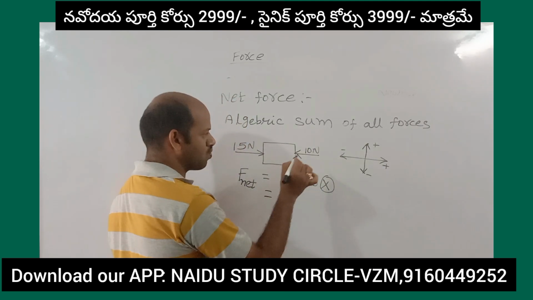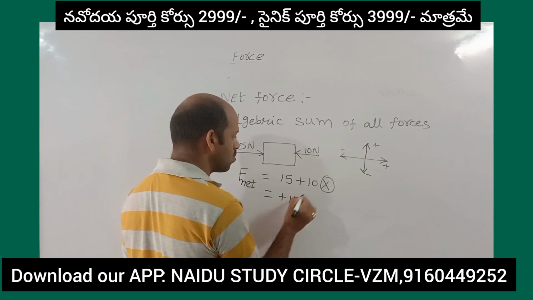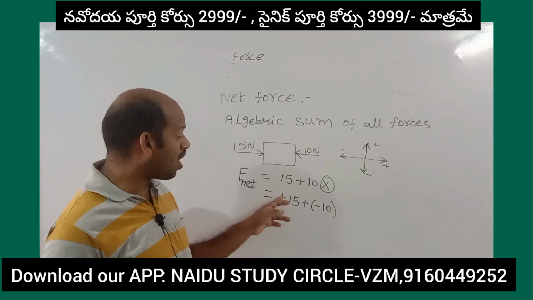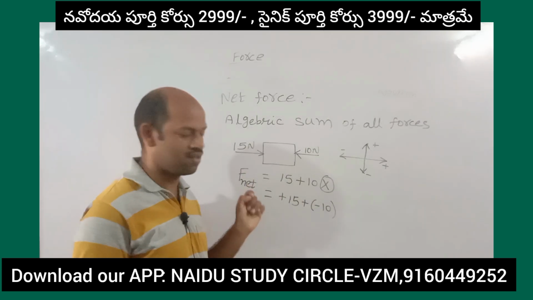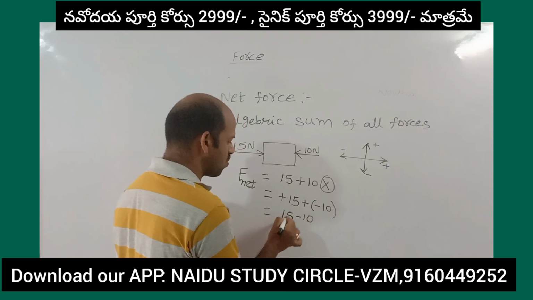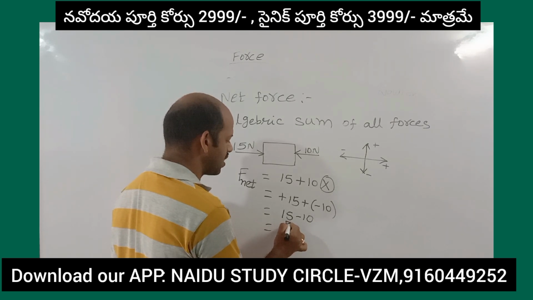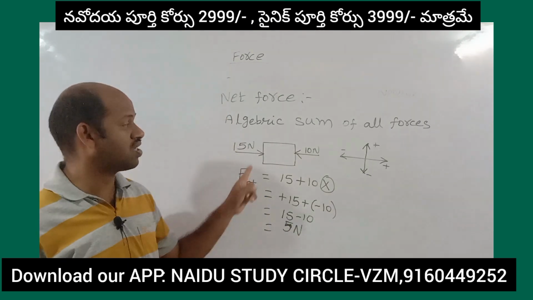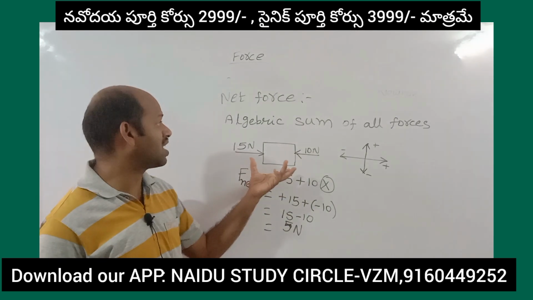So what is the correct way to do that? Towards the right side the force is acting, so plus 15. Towards the left side is minus 10. So the algebraic sum, we are doing the sum only. 15 plus minus 10. We know in mathematics, plus into minus is minus. So 15 minus 10, how much will we get? 5 newtons. So how much net force is acting on this object? 5 newtons. So he will give simple problems like that to calculate net force.